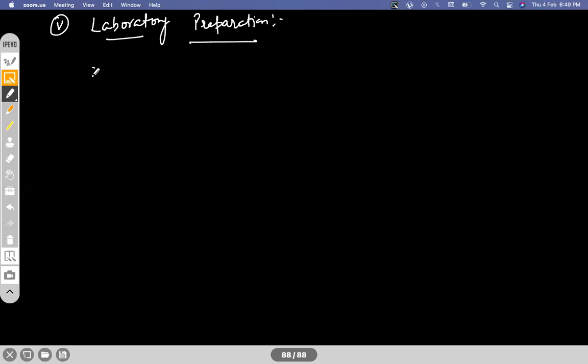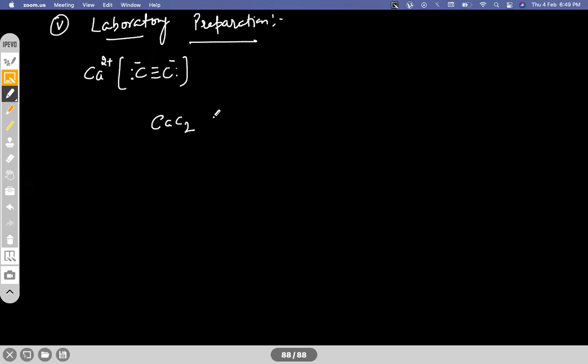Calcium carbide is this, Ca2+ and C triple bond C with negative charges. This is calcium carbide. The structure is this, right? But the molecule is obviously CaC2.